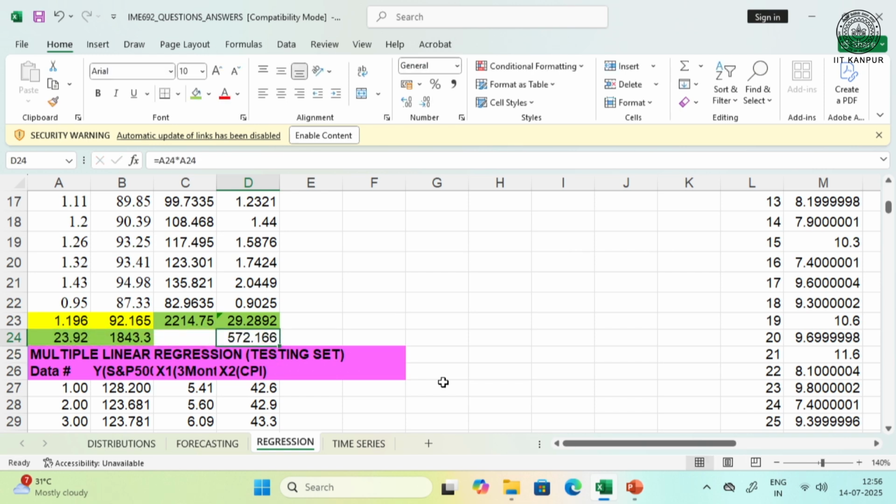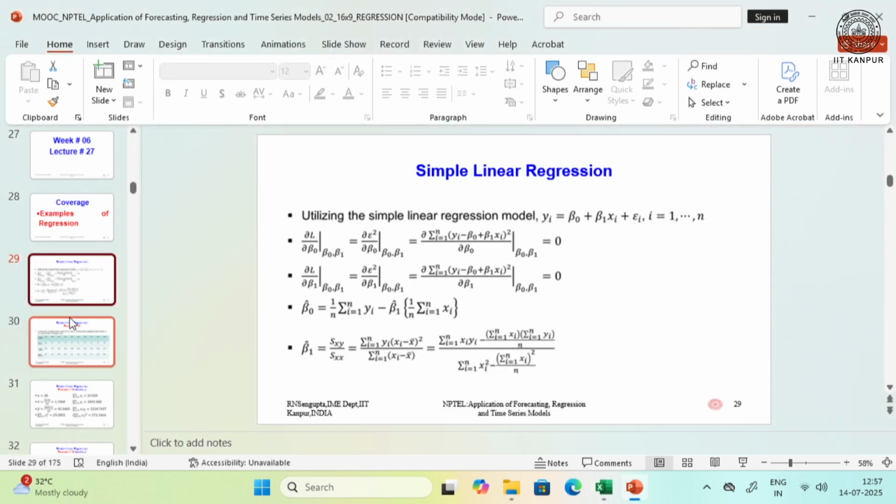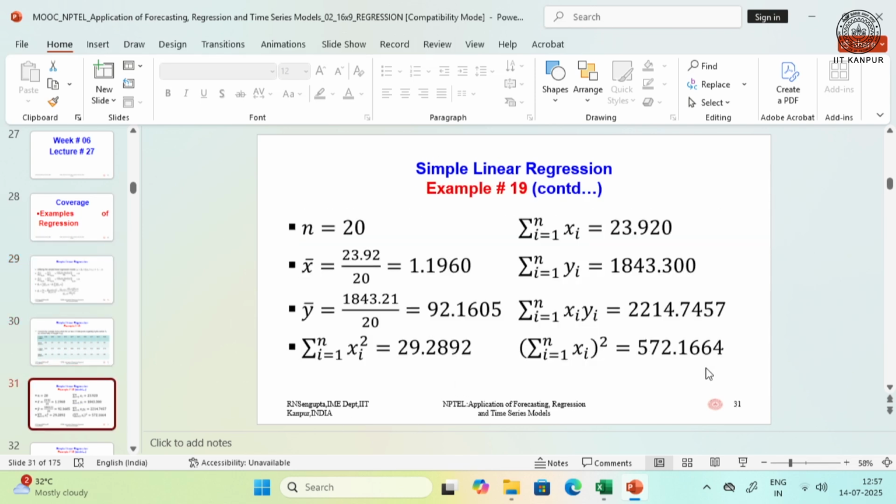It comes out to be 572. I will mark it in a different color, for example light pink. So, this is 572. Let us check where this 572 is. You have 572, which is the square of the sum of x. All the values shown in this slide have been easily calculated using the Excel sheet.